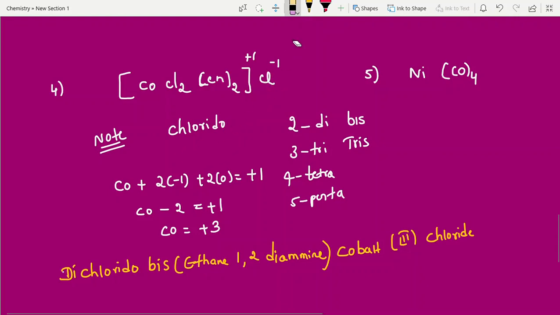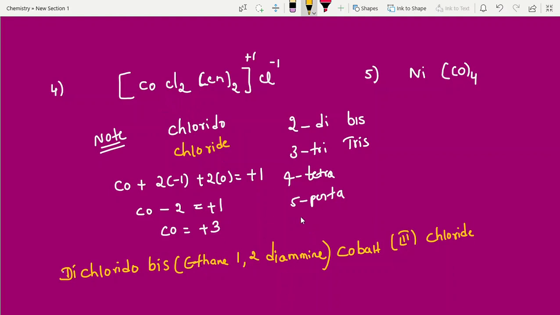a slight change is there, students. What is that? Chlorines means: inside chlorine we are writing chlorido, outside chlorine we are writing chloride. And ate also will come. When the central metal atom is in an anionic complex, ending with anionic complex, then we are writing ate. So this is the name.